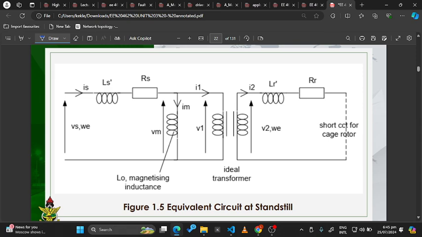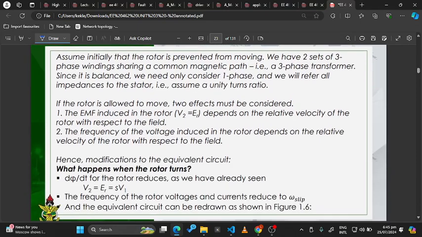So this is like an ideal transformer. Initially the rotor is prevented from moving, that means the rotor is at standstill. We have two sets of three phase winding: one set on the stator and another set on the rotor. So we have two sets of three phase winding sharing a common magnetic path. This is like a three phase transformer.